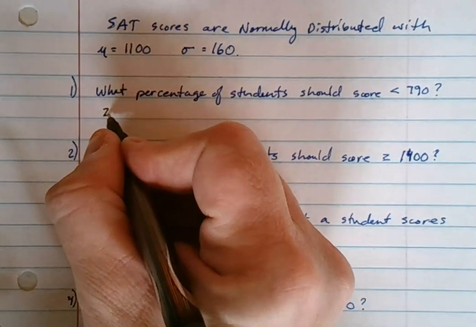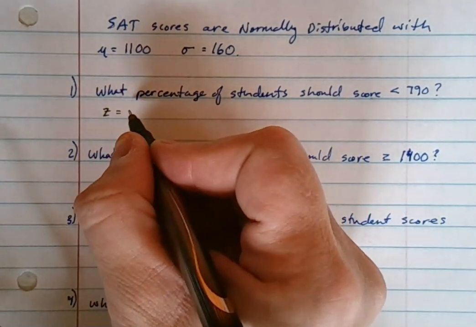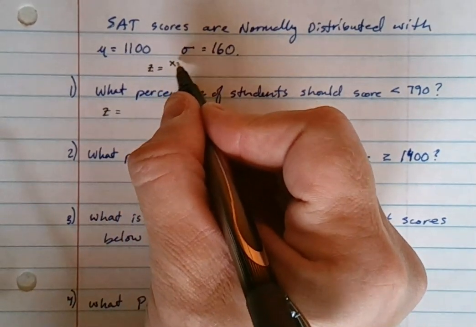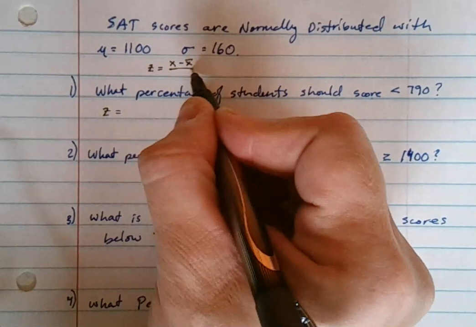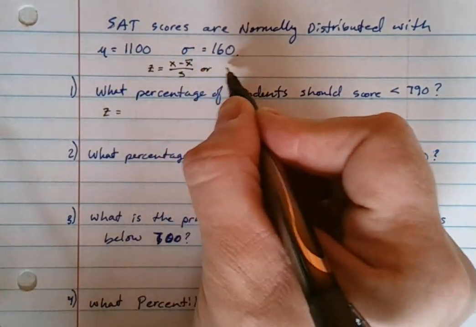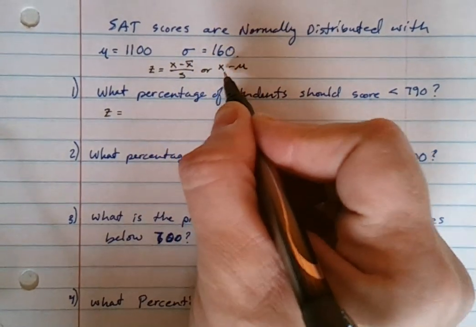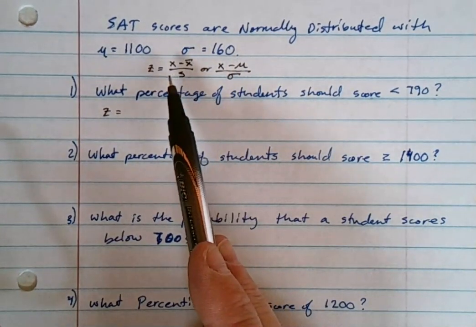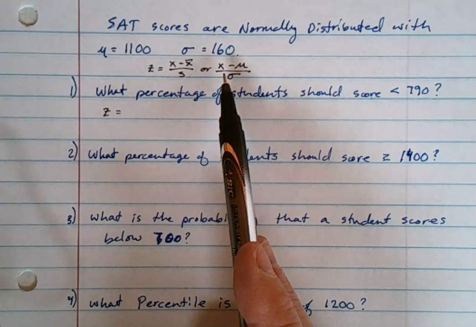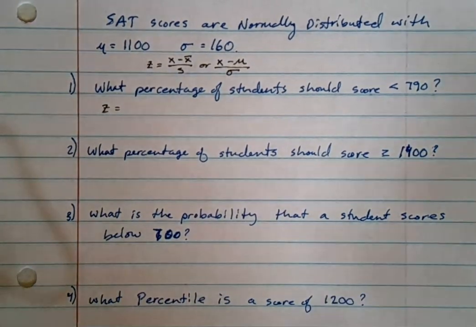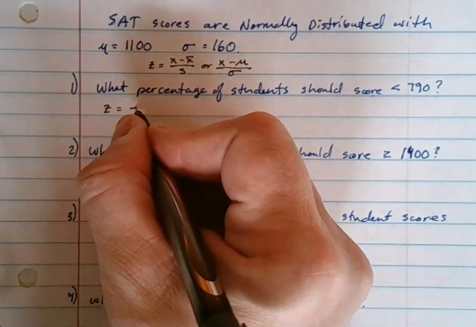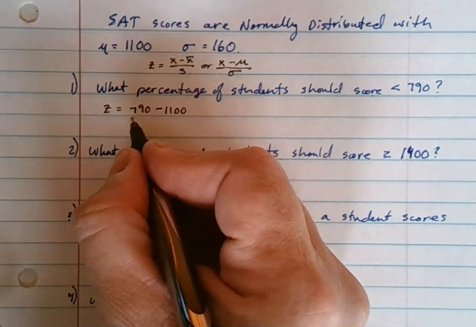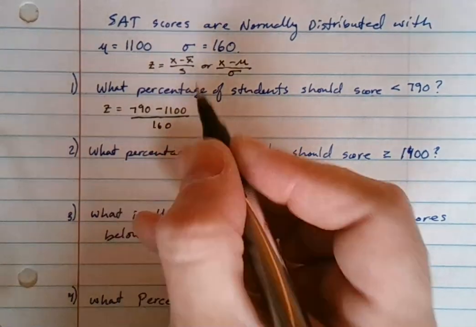And so the first thing we're going to do is find a z-score. Remember, z-score is always equal to x minus x bar over S, or x minus mu over sigma, depending on if we're talking about a sample or a population. In this case, we're talking about a population. So z, in our case, is going to be 790 minus 1100 over 160.